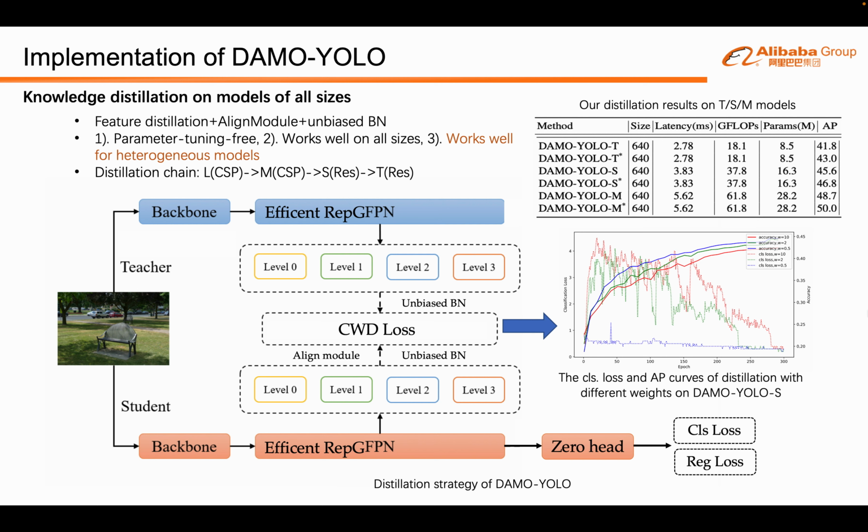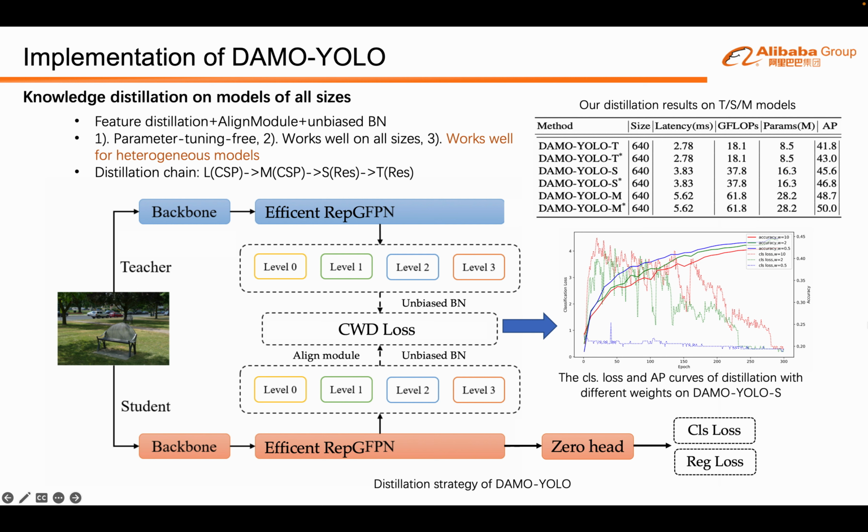We distill the knowledge in the output features of efficient RepGFPN. Features of the student models are aligned with features of the teacher models by the align module, which is a linear projection layer. After alignment, to remove the bias of the model itself, features are regularized by the unbiased batch norm and then used to calculate the CWD loss of distillation.